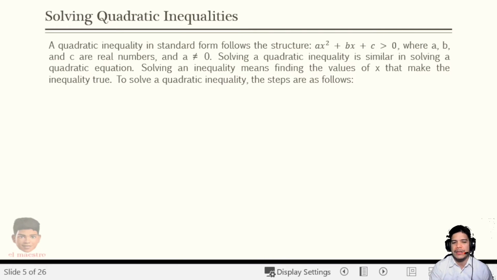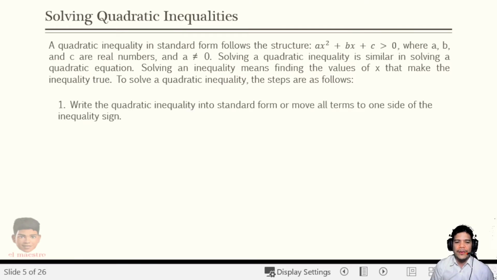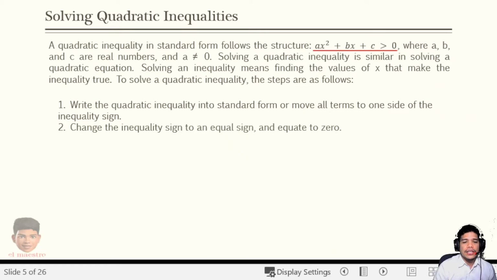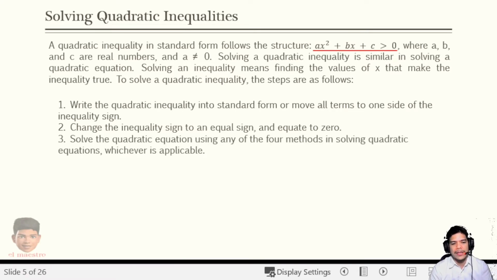Ito yung mga steps. First, write the quadratic inequality into its standard form. Okay, napaka-importante yan, ha? Dapat nasa standard form yung inequality natin. Yung sa taas, nakita yung nakapula, standard form. Next, change the inequality sign to an equal sign and equate to 0. So, papalitan daw natin, gawin nating equal sign instead of inequality. So, later, we will give an example with that. So, isa-isahin muna natin yung steps.